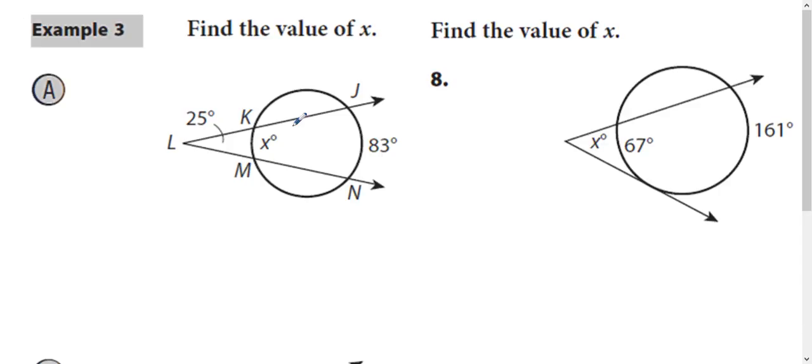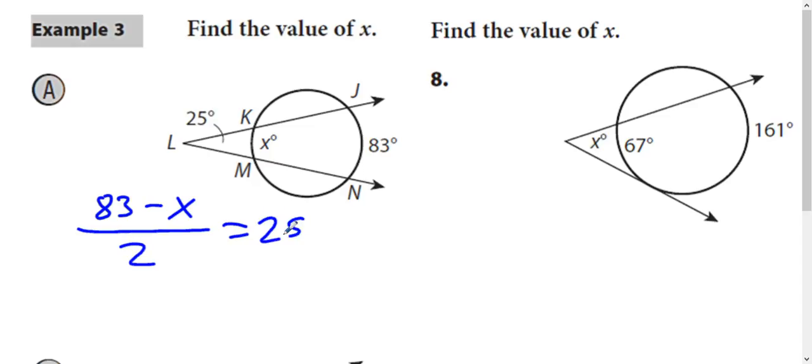So here we've got two secants. Big arc minus little arc divided by 2 equals the angle. So big arc, 83, minus the little arc, x, divided by 2 equals the angle, 25. When you solve that, you're going to multiply by 2 to get 50. And then solving for x, we're going to subtract the 50. I'll move the x over. So x equals 33.